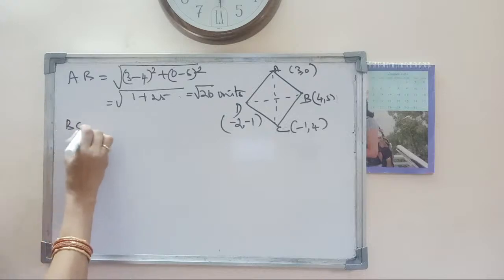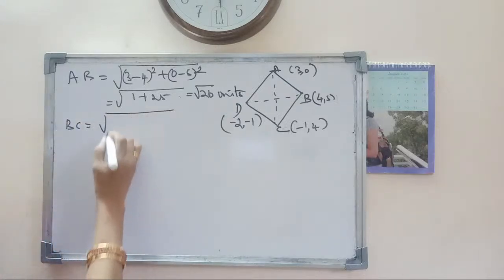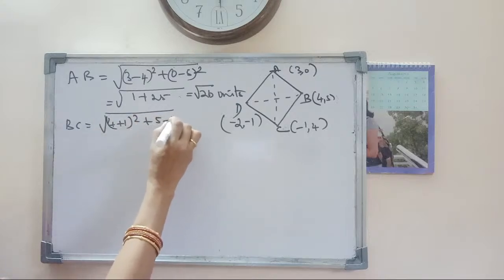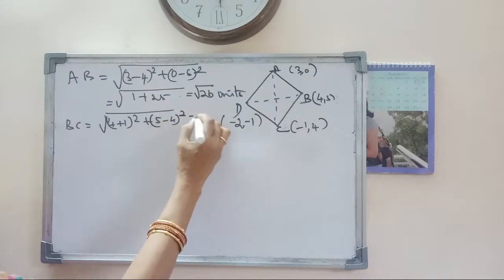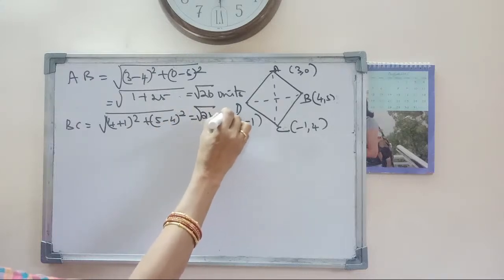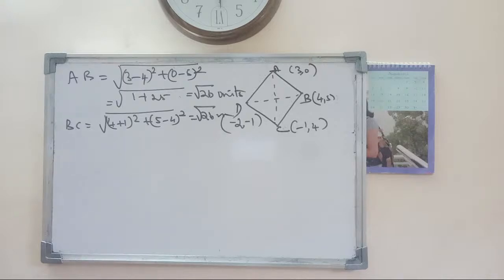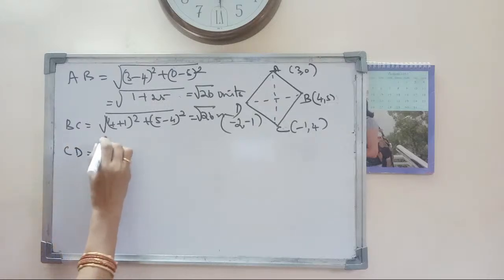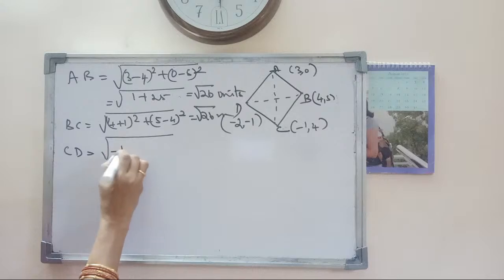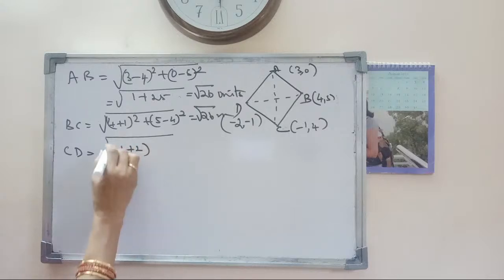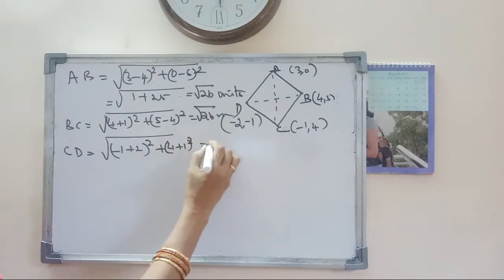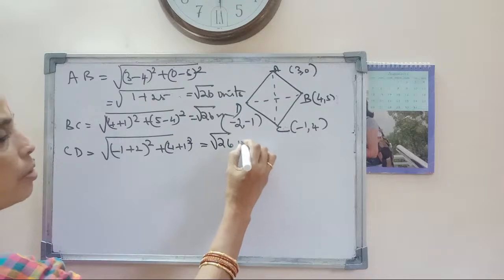Similarly, calculate BC. It is root of 4 plus 1 whole square, 5 minus 4 whole square. Check it again, you will get root 26 units, because 4 plus 1 means 5, square is 25. Then CD. It is minus 1 minus of minus 2, 4 plus 1 whole square. Again it is root 26 units.